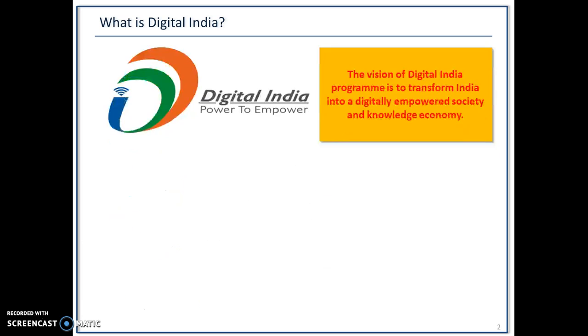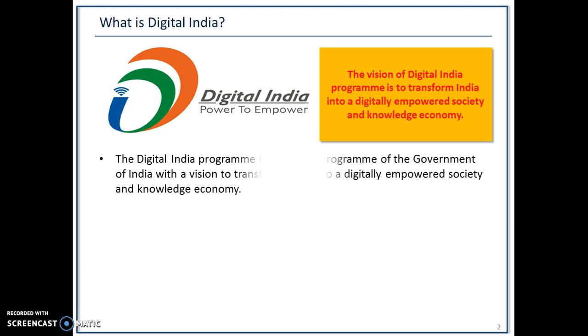So, what is Digital India? The vision of the Digital India program is to transform India into a digitally empowered society and knowledge economy. The Digital India program is a flagship program of the Government of India with a vision to transform India into a digitally empowered society and knowledge economy.